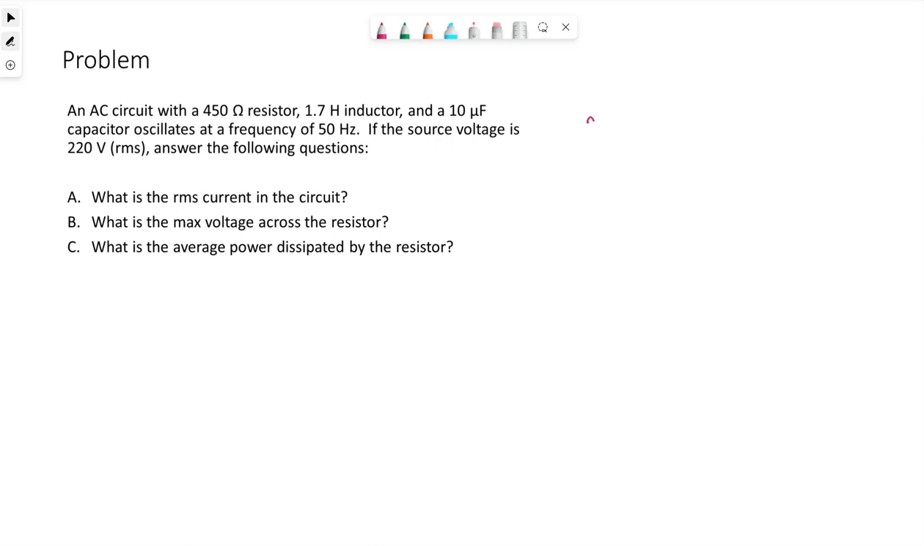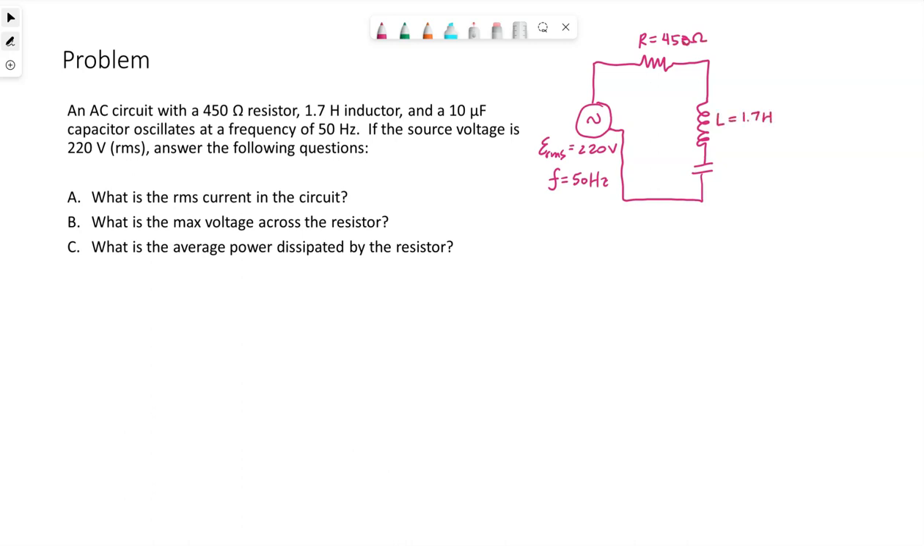All right, so our source voltage is alternating. We're given the RMS value, so 220 volts, and the frequency of 50 hertz. We're connected to a resistor, an inductor, and a capacitor. So our resistor, 450 ohms, inductor, 1.7 Henry, capacitor, 10 microfarads.